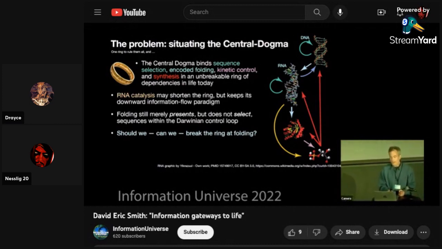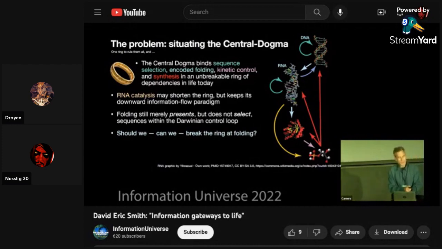So the dogma binds all of these steps into an unbreakable ring of just the nastiest chicken-and-egg dependencies, because that's not super complicated, but that really is. Now, the discovery in the early 1980s that RNA could be catalytic created a seismic shift in the field, and everyone went running in the same direction because they thought, aha, we can get away from the hardest part of this, which is the RNA-peptide relation.